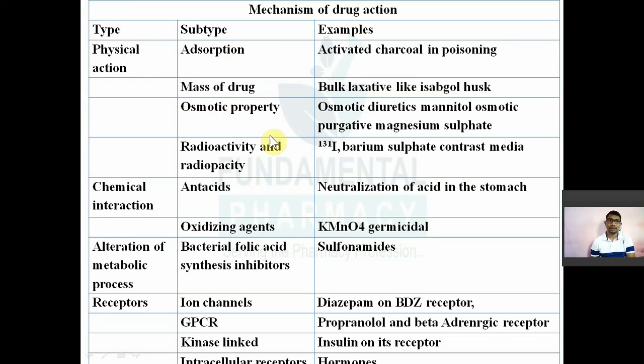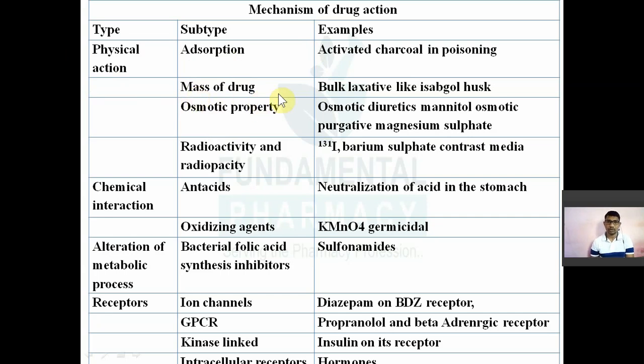So for example, in case of poisoning by various kinds of alkaloids, or by poisoning with toxins, in that case you are using activated charcoal to adsorb that poison from the stomach. So that is nothing but the physical action. Adsorption is a physical phenomenon. That's why the activated charcoal is exerting its pharmacological action by physical action, and that is the example of physical action.